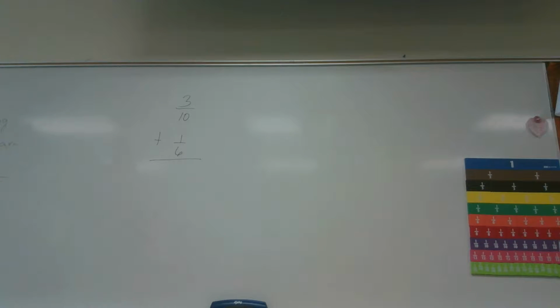3/10 plus 1/6. Write this down. Figure out the least common denominator. 3, 10, 1, 6. Okay, I got this, Molly. 3/10 plus 1/6. Figure out the least common denominator.